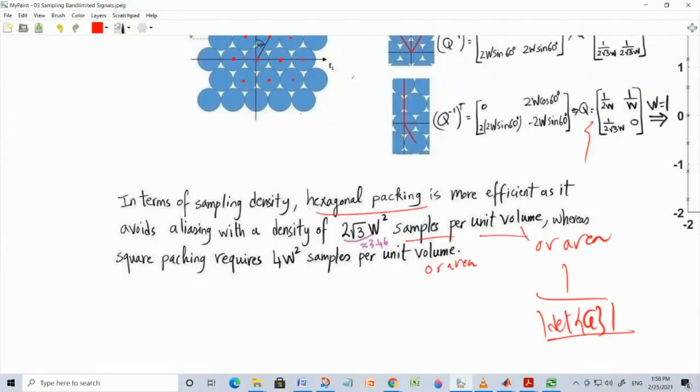But if you go for hexagonal sampling, you can reduce this 4 to 3.46. Okay, let's say 3.5. So you go from 4 to 3.5. So 0.5 over 4, you have a reduction of 1/8. Again, this may be significant. Okay, so these things are important.